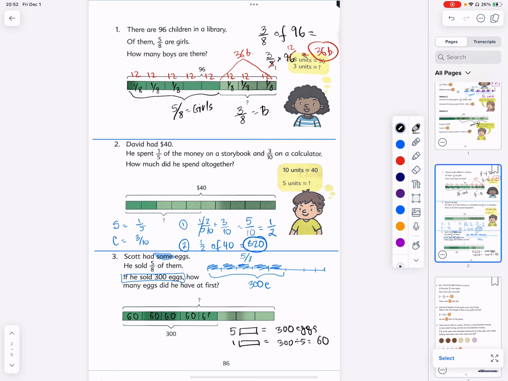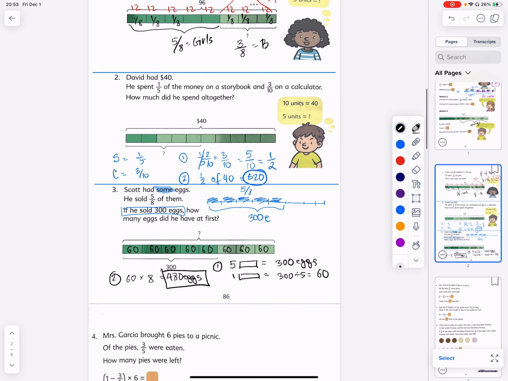That's the part. 300 is what he sold. How many eggs did he have at first? Well, all units are equal. So that was our step 1. Step 2. 60 eggs times 8, because we have 8 total parts, right? We see 8 parts equals 480 eggs. And that is your answer, 480 eggs.